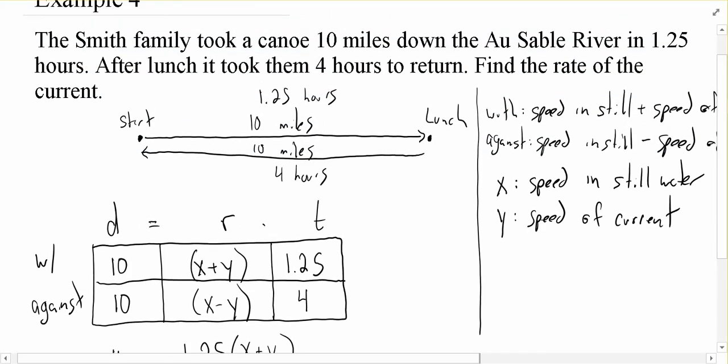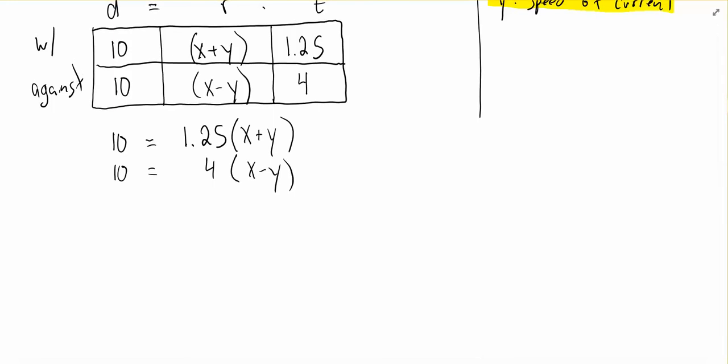Now, here's the nifty thing. We don't actually need to solve the entire system. We're being asked to find the rate of the current. That's our y value. We're really just being asked what's y. So as I come back to this problem and I want to solve it, the first thing I would look at is to say, if I could ignore those pieces there, this problem would be really easy to solve by the addition method.